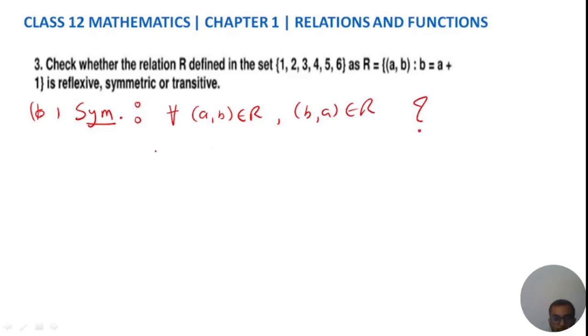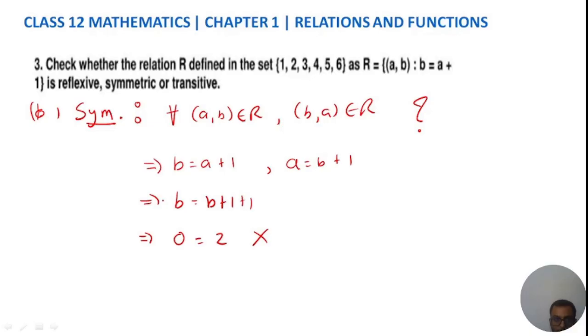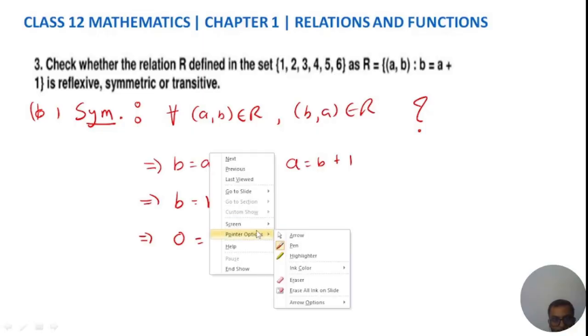Suppose it holds, the way we did for reflexive. If (a, b) belongs to R, what does this mean? That b equals a plus 1. And (b, a) belongs to R, what does this mean? a equals b plus 1. So if I put a equals b plus 1 in this equation here, what will I get? b equals b plus 1 plus 1. Again I get 0 equals 2, which is false. So again, the relation R is not symmetric.